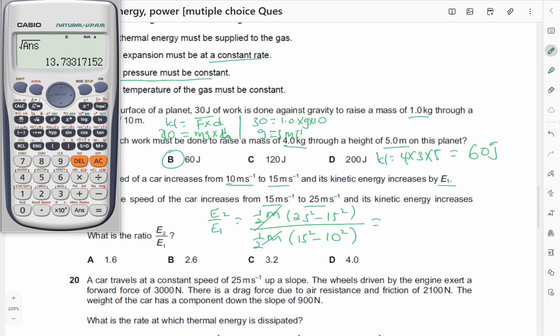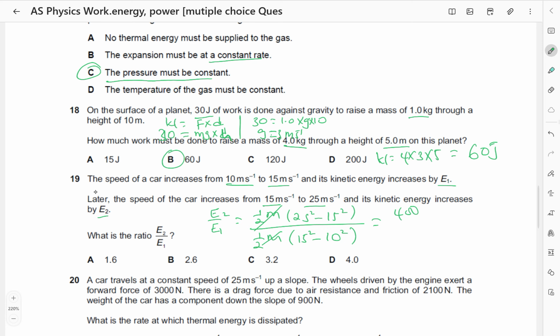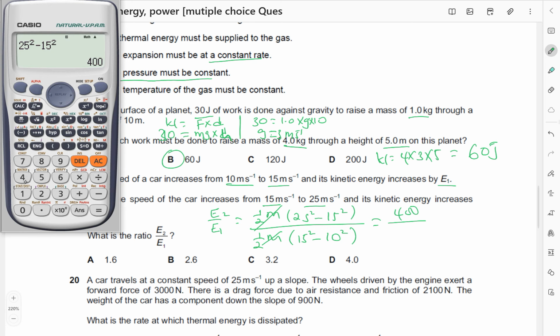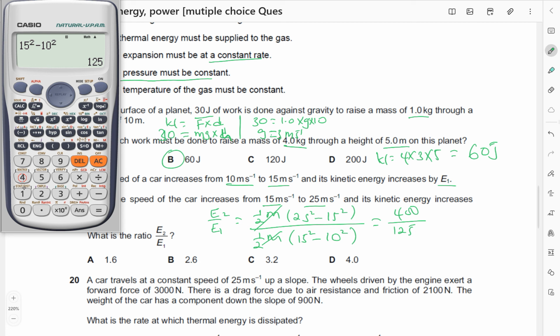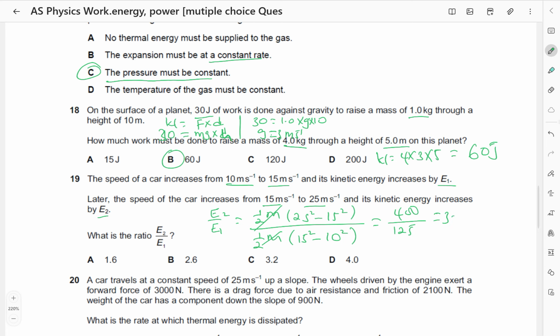So I have that 25 squared minus 15 squared. That is 400, divided by 15 squared minus 10 squared, which is 125. So we can divide 400 by 125, which gives us 3.2. So this is 3.2, which makes the answer to be C.